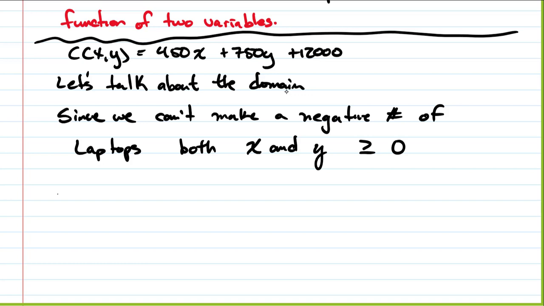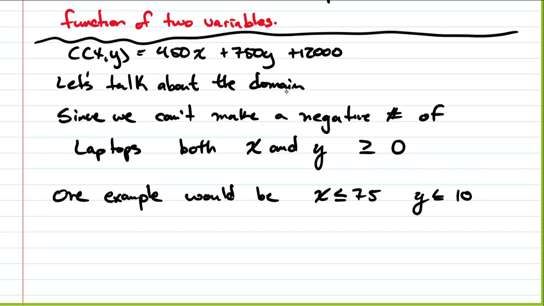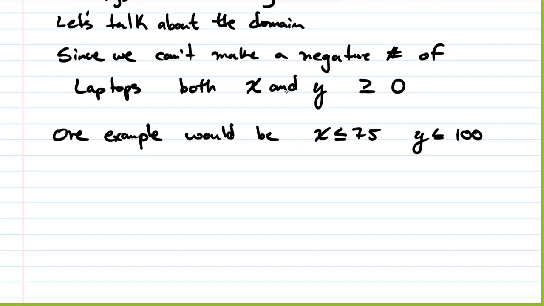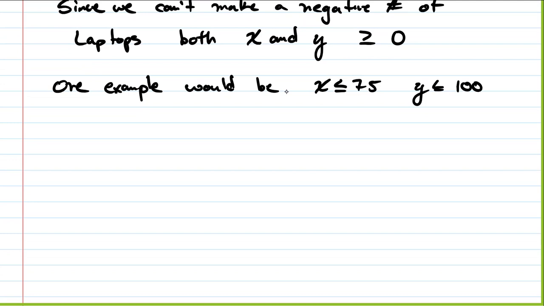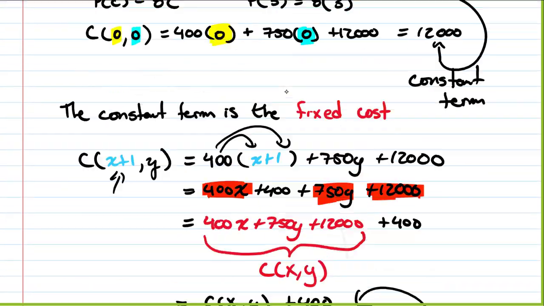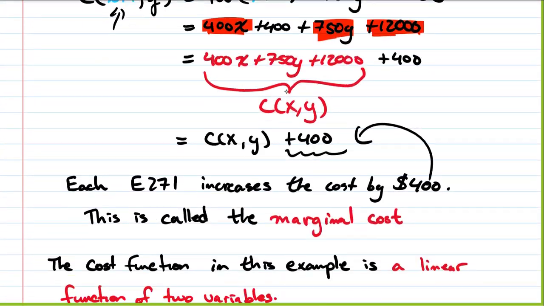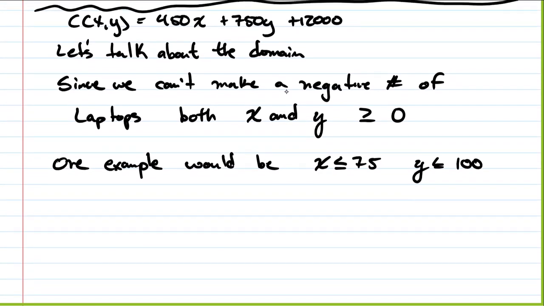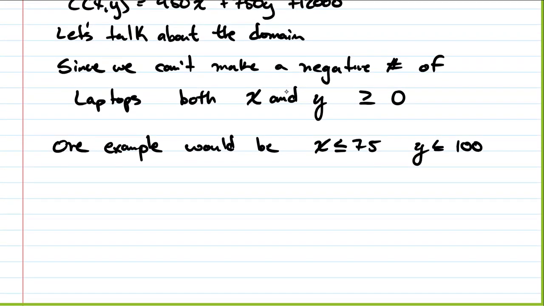So one example would be x would have to be less than, say, 75, and y would have to be less than 100. And that would tell us that we can make at most 75, and I forget which one was x again, E271s, and we could make at most 100 P314s.